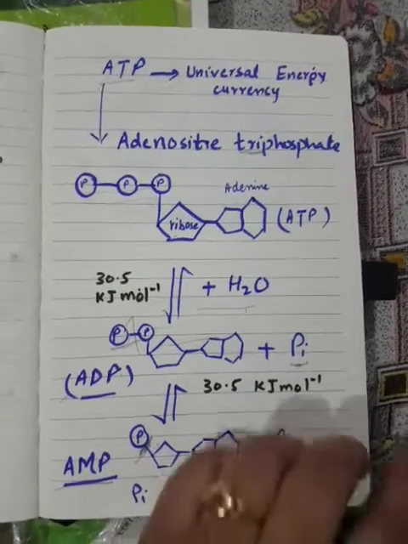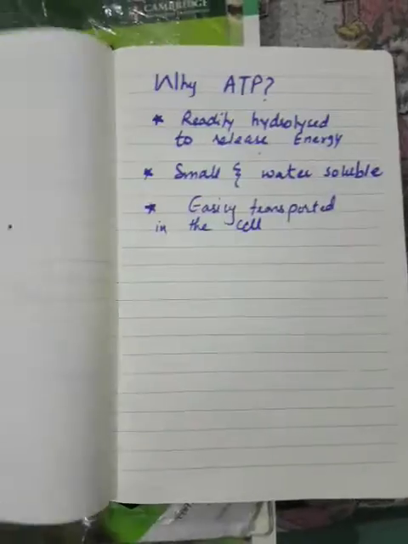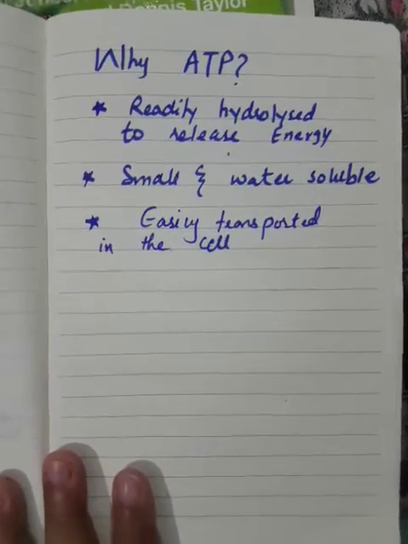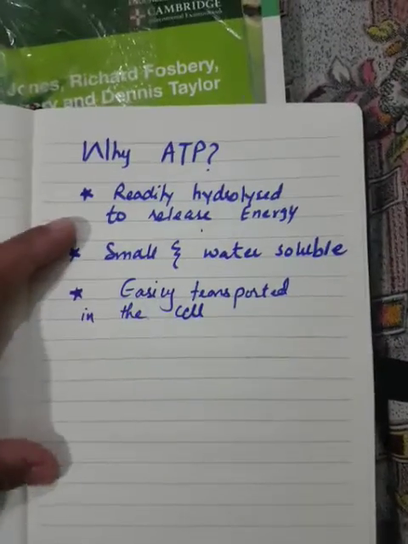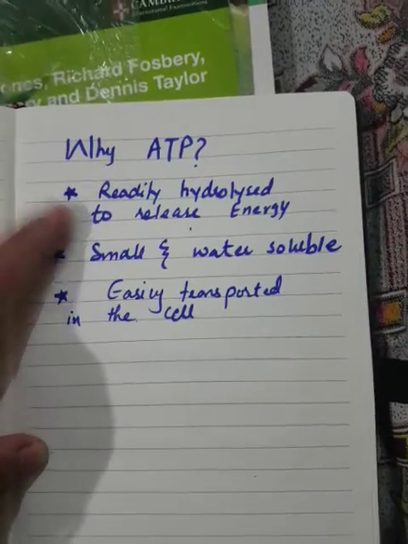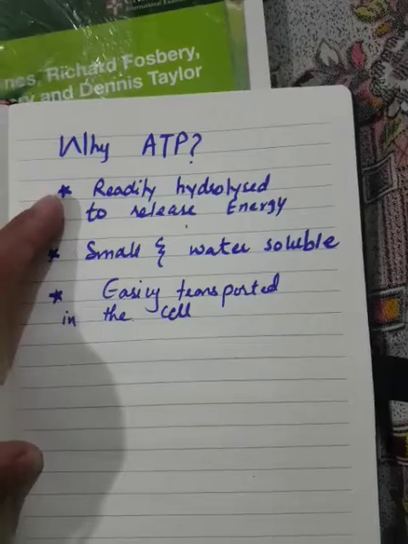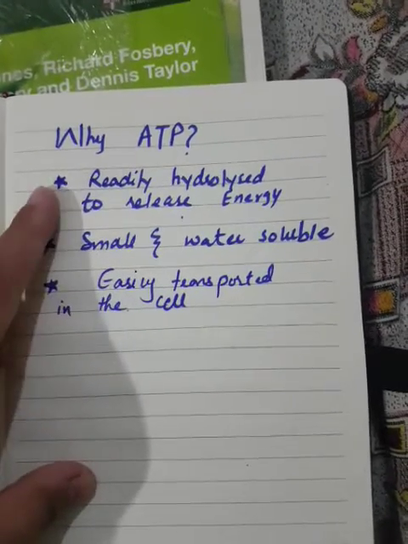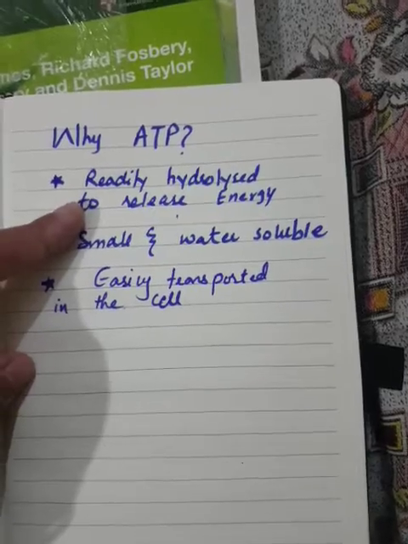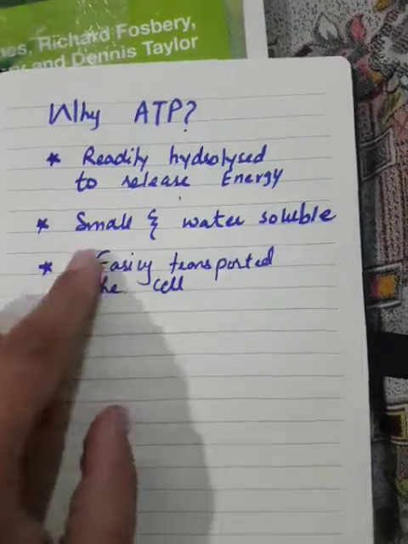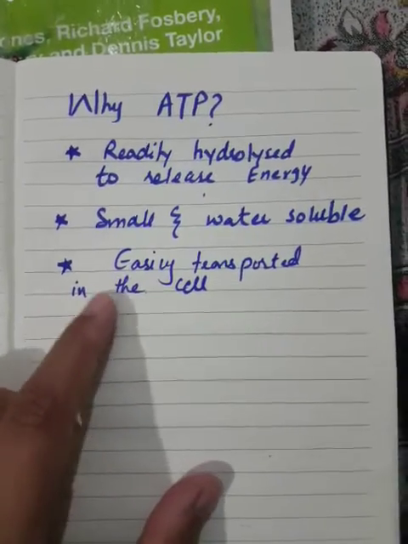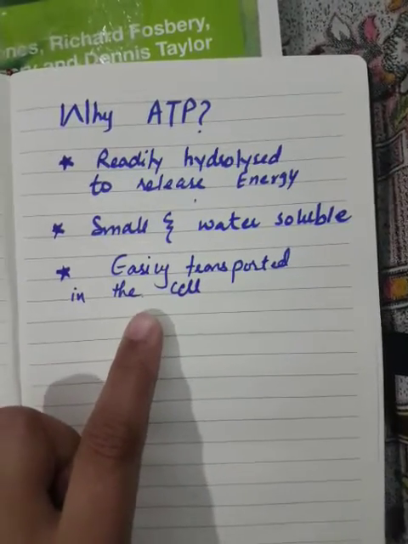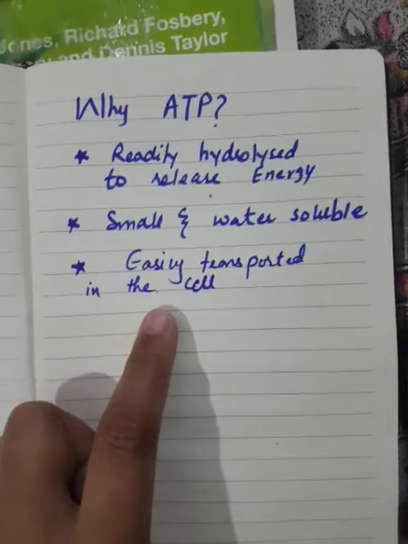Now the question comes: why ATP? Why is this molecule so special that it is used in the process of energy release? Because ATP is readily or easily hydrolyzed to release the energy. Secondly, it's a very small and water soluble molecule. That is why, as it is easily hydrolyzed, small and water soluble, it is easily transported within the cell, and wherever energy is required, this ATP goes there to provide the energy.